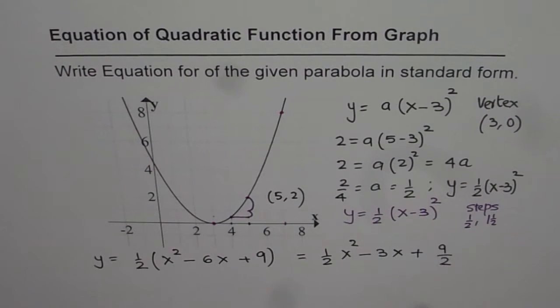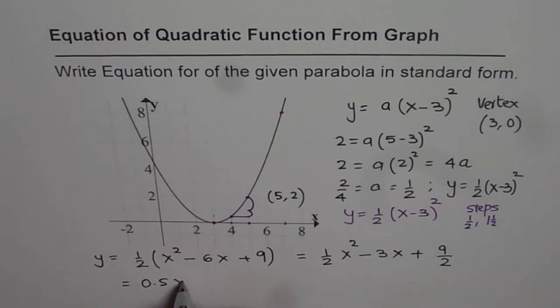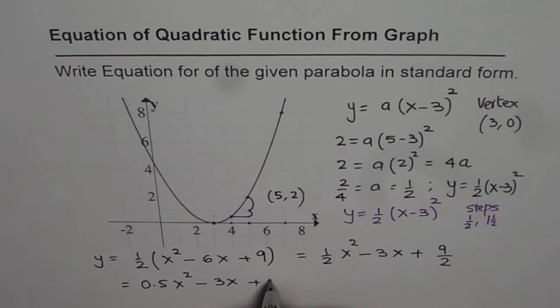If you want, you can write it in decimals, which is 0.5x square minus 3x plus 4.5. So that becomes the solution, or the equation, for the given graph.